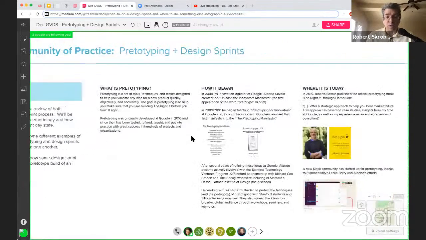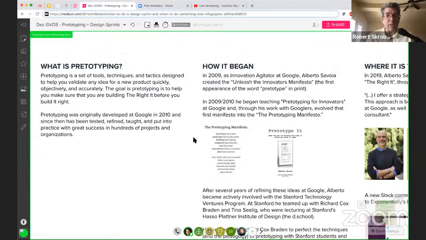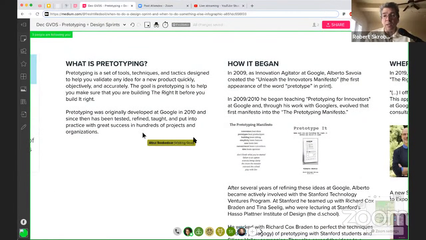So let's get into prototyping for those of you who are not familiar with it. And again, for people that were here yesterday, this is a bit of a rehash, but essentially prototyping is a way of testing the desirability in a particular market for your idea or concept. And the goal is, as Alberto Savoia, who's the progenitor of this, says, that you want to build the right it before you build it right. So you want to make sure you're actually building something that people want.